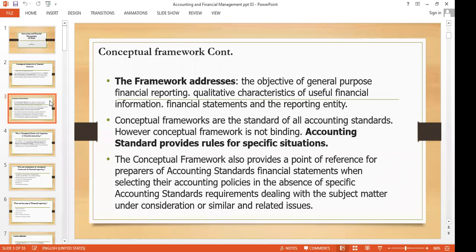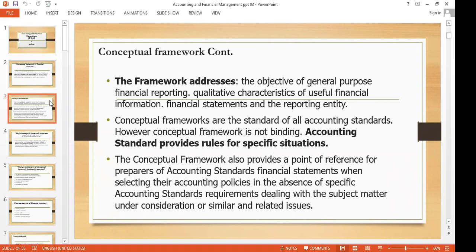The conceptual framework addresses the objectives of general purpose financial reporting. What is our general purpose? Preparing a financial statement, checking our profit and loss at the year end, comparing with other companies and with past financial details, and some interested parties focusing on our financial statements. That is a general purpose. Then some investors are watching our financial statements. They would like to invest in our organization. That is the general purpose of financial reporting.